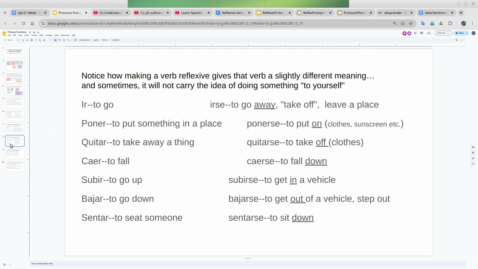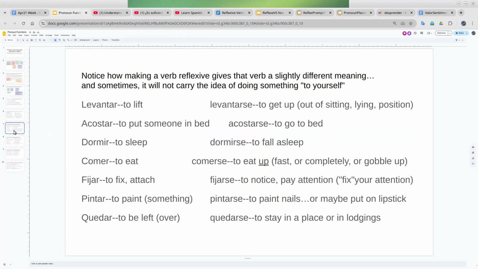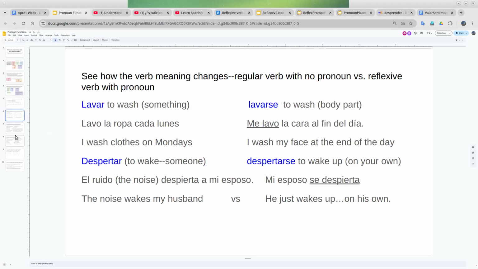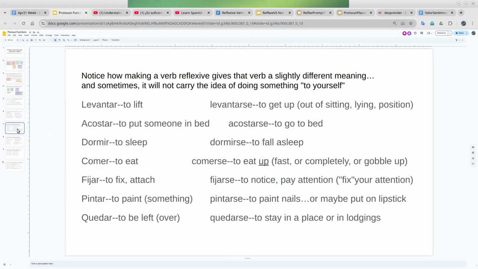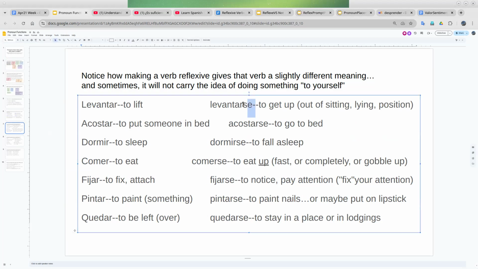And I think I gave you a list of some verbs. So let's take a look at some typical verbs. We're going to take a look at verbs that often are going to be considered reflexive. And that means sometimes the verbs are not reflexive, right?